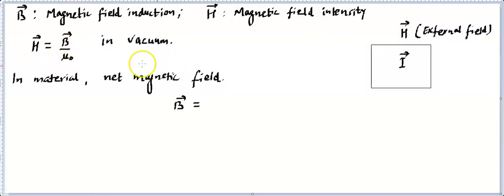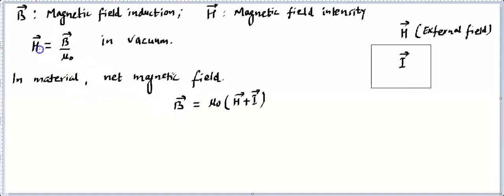So this B is going to be equal to mu naught H, and this is going to be H plus I. That's going to be the total field. Now this expression that I have written is for vacuum, and whatever I'm writing over here is for any material. So if we are talking about any material, what is the net magnetic field going to be?